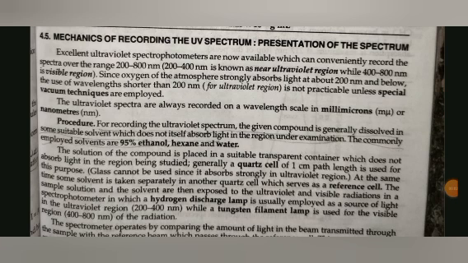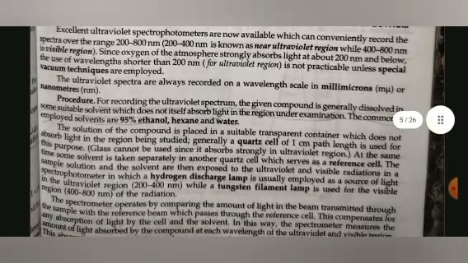Mechanics of recording the UV spectrum. Presentation of the spectrum. Excellent UV spectrometers are now available which can conveniently record the spectra over the range 200 to 800 nanometer. 200 to 400 nanometer is known as the near ultraviolet region, whereas 400 to 800 nanometer is the visible region. Since oxygen of the atmosphere strongly absorbs light at about 200 nanometer and below, the use of wavelengths shorter than 200 nanometer is not practicable unless special vacuum techniques are employed.